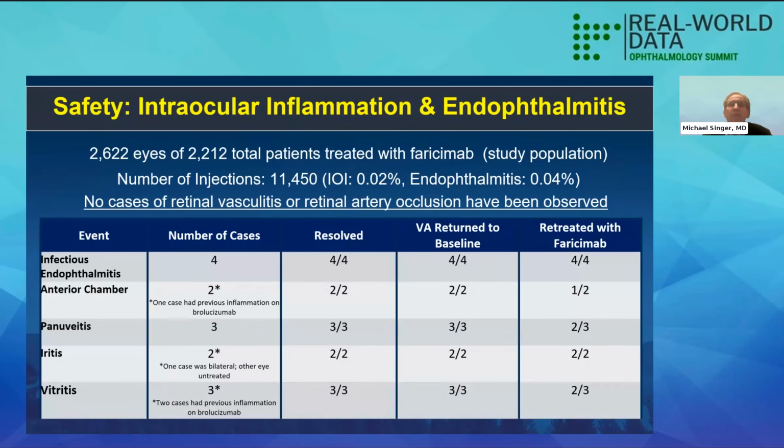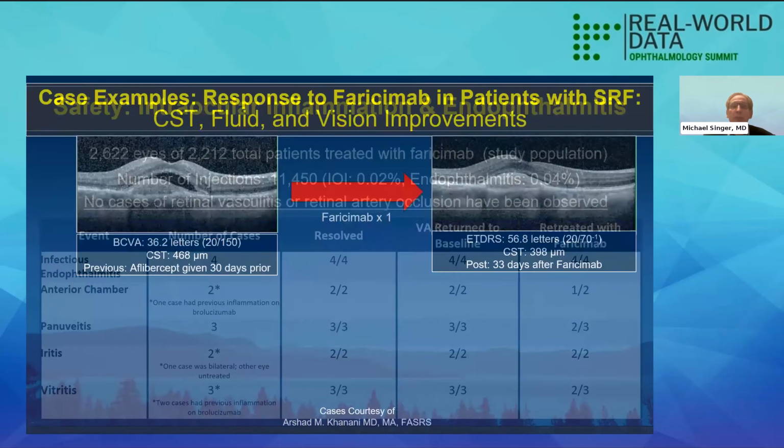Next, safety is one of the things we always worry about when we put people on new medications, and obviously in 2023, it's now top of mind. You could see very clearly that there was a small amount of intraocular inflammation, but it's 0.02%, and endophthalmitis 0.04%. However, what's really important to understand is what keeps you up at night we didn't see. There was no retinal vasculitis or retinal artery occlusions in this patient population. So the good news is, although there's a small amount of safety effects, they're pretty minimal and way less than what we've been worried about when we start other medications.